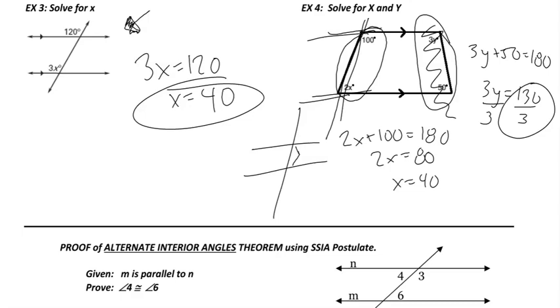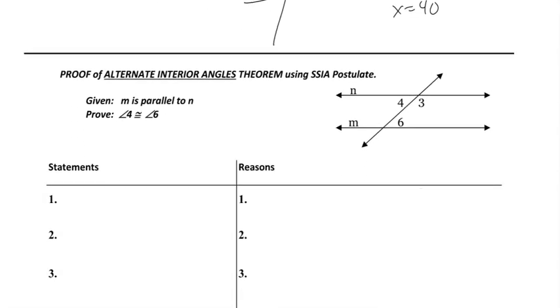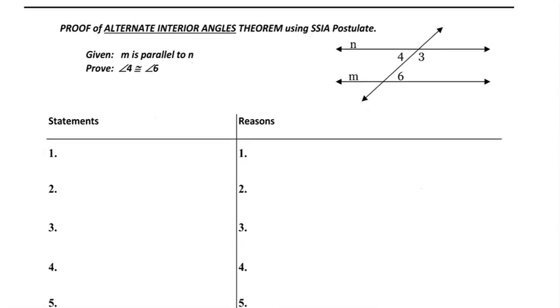Great. All right. What are we going to do now? We are going to be doing proofs. Okay. Now, this is giving us some little rules. This says in this proof, go ahead and assume that this is true. Same side interior angles postulate, okay, you're fine. But I want you to prove that alternate interior angles are congruent.